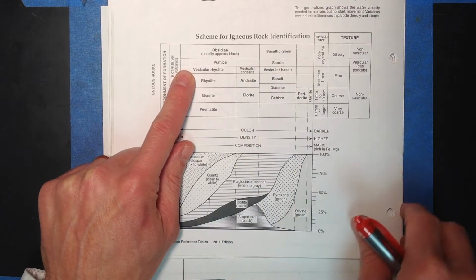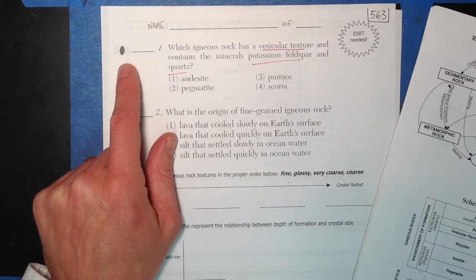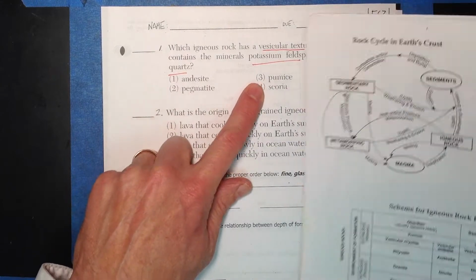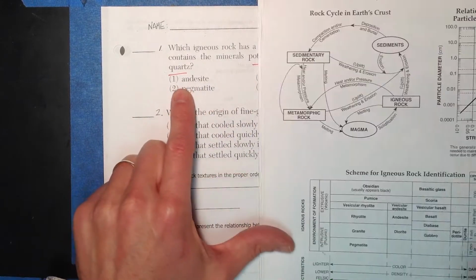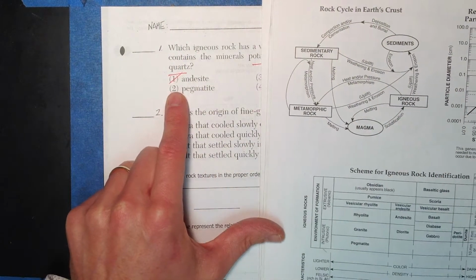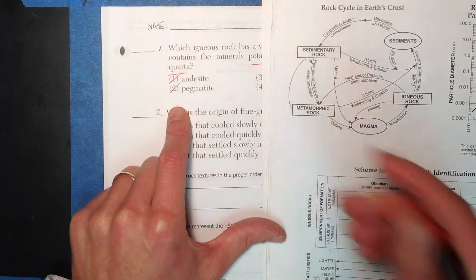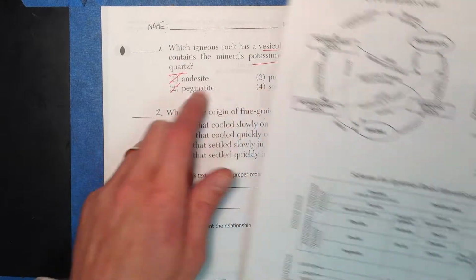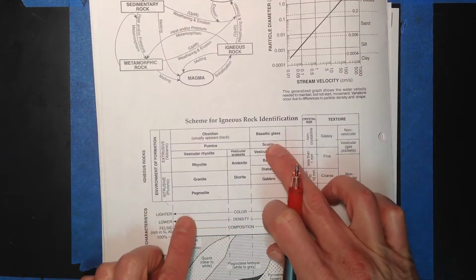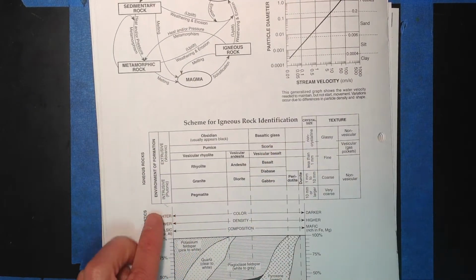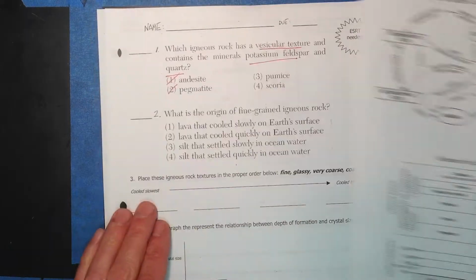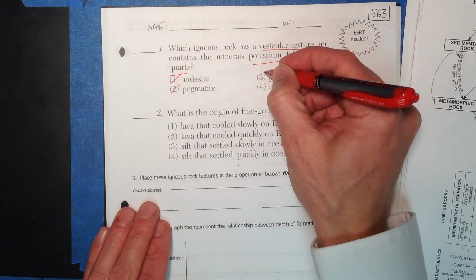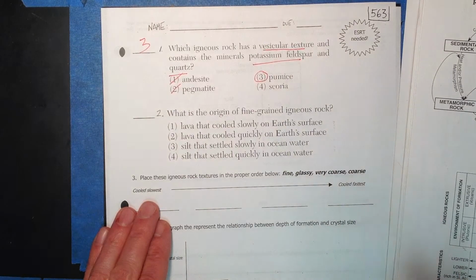And if you were to look at your choices, let me see, is pumice a choice? Pumice is a choice. And you can go through each one, cross it out. Andesite you will find is not the vesicular texture. Pegmatite is not vesicular texture. Pumice and scoria both do have vesicular texture, but scoria is over here, no potassium feldspar and quartz. Pumice here. Correct answer, pumice. So that is choice 3.